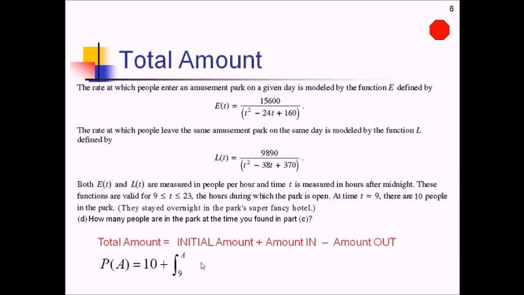So we have an integral of the number of people who came in, or the rate at which people are coming in, E of t, and we have to subtract the integral from 9 to A of L of t. That's the total amount of people who left. Of course, you can just put them in the same integral like this. And if I wanted to save even more time, well, E of t minus L of t, we defined that before as p prime of t, so I also could have written just p prime of t in here. Lots of ways to express this. In any case, it's up to the calculator now.